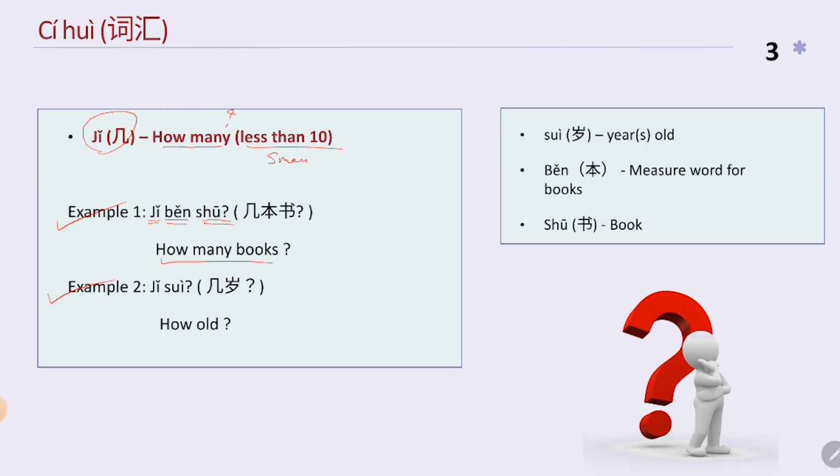Look at example number 2. 几岁。Here 几 means how many, and usually the number is less than 10. 岁 here means years old. So that actually means how old. 几岁.